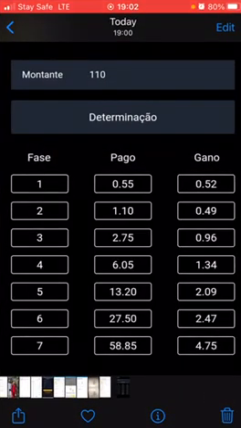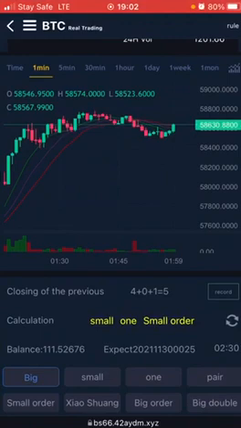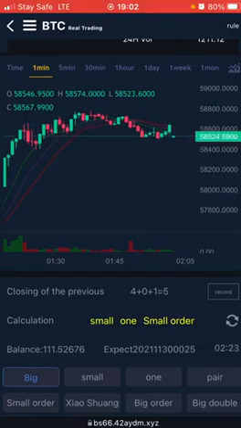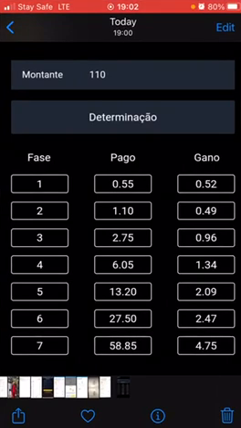The only way you can use the next round is when we lose the first round. So let's say this one lost. If this one lost, I'm going to the second round, which is 1.10. That's what I'm going to put as the next bet, the trade or whatever you call it. If this is a loss, I'll put that. If it's still big, I'll put big, then the same amount, 1.10.